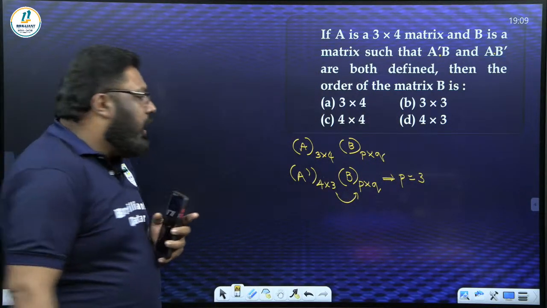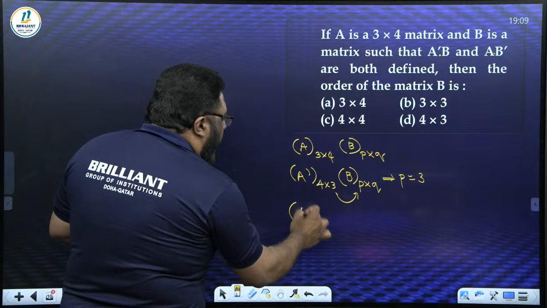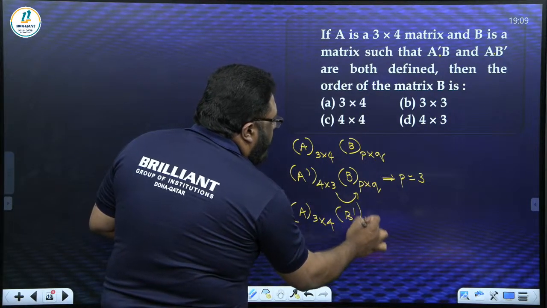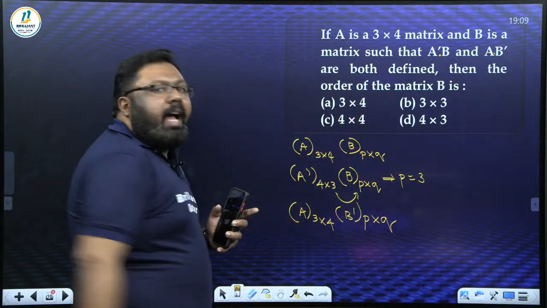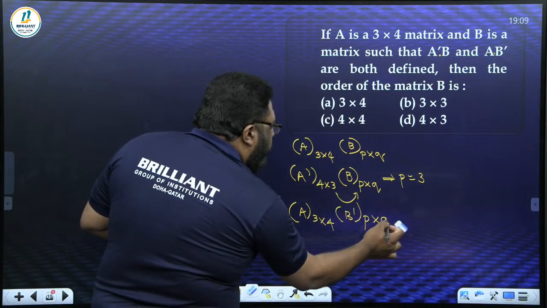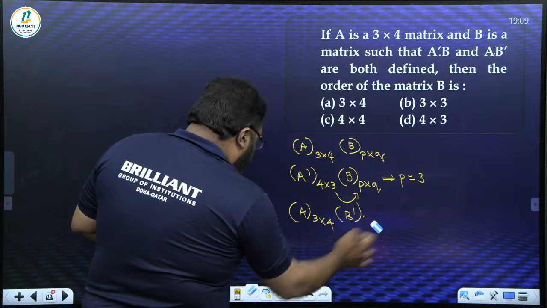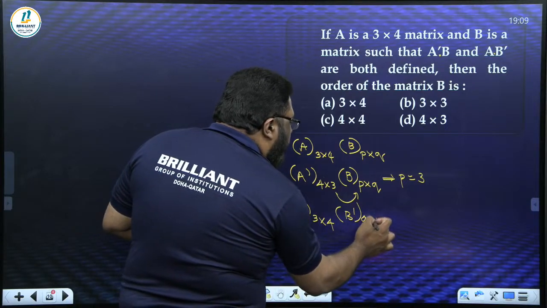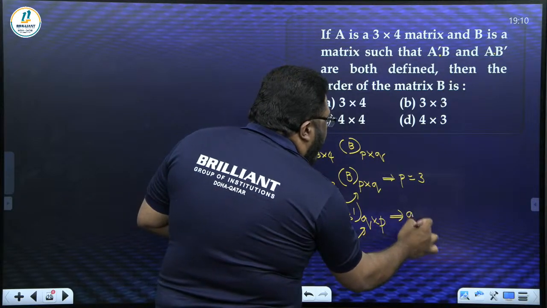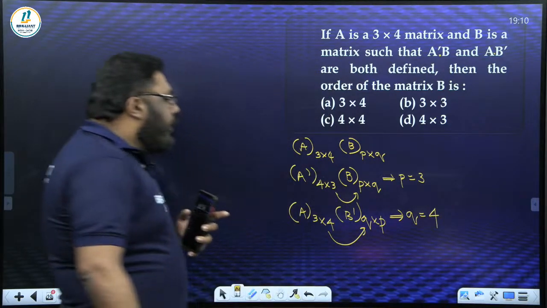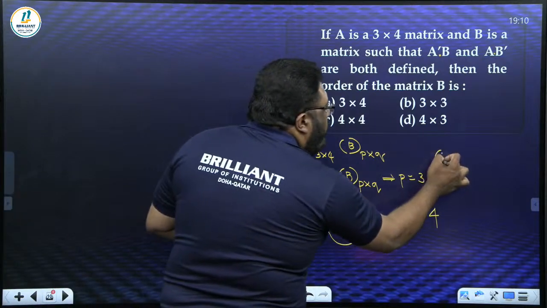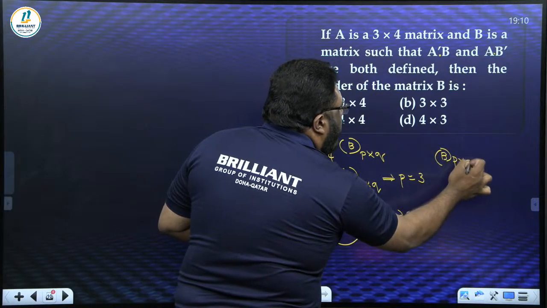What is p? 3. Now A and B dash, my dears. B dash would be q by p. Can you please compare and say that if that has to be defined, q is equal to 4. Then what will be the order of the p by q matrix?